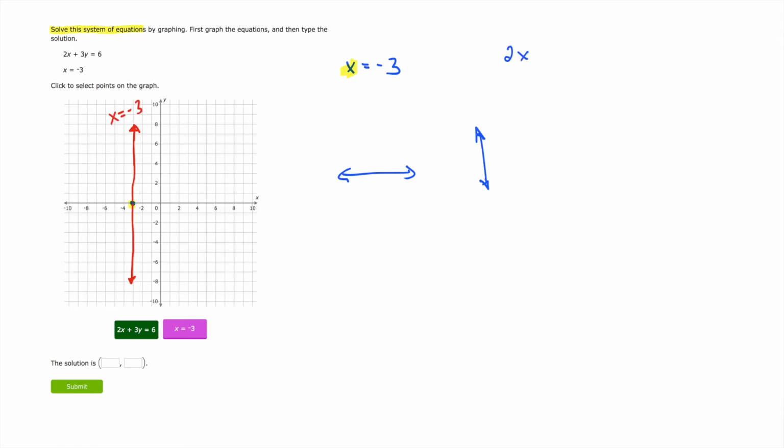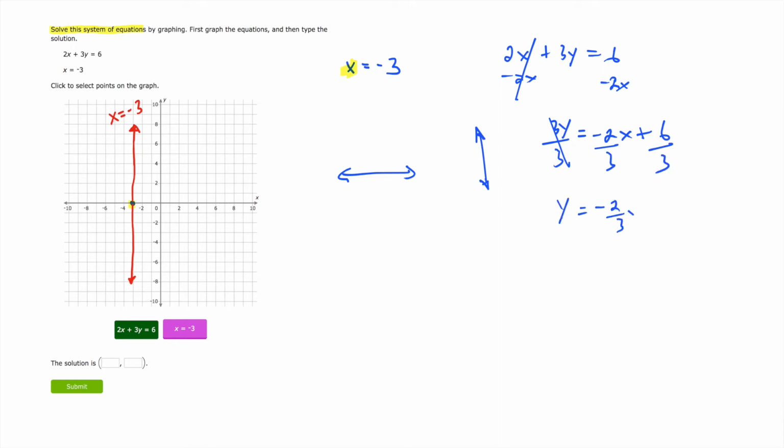Okay, so 2x plus 3y equals 6, minus 2x, minus 2x. And then we have 3y equals -2x plus 6, over 3, over 3, over 3. Y equals -2/3 x plus what? Good. So how do you graph that one right there? On the y-axis? So you go up 2, and then what do you do?